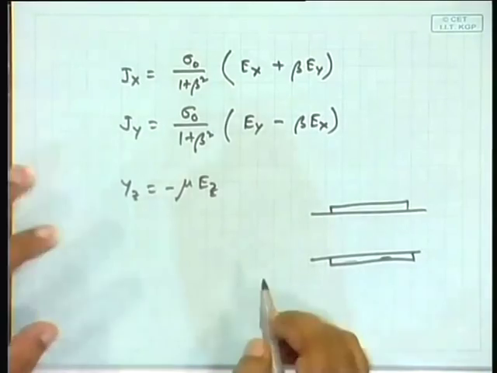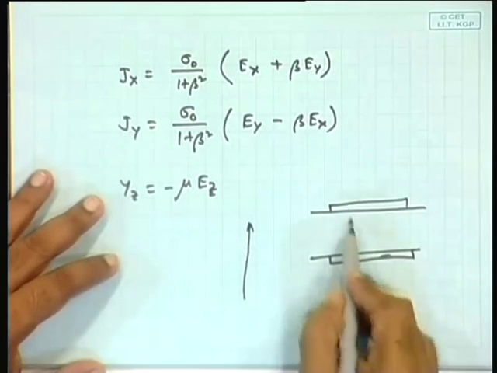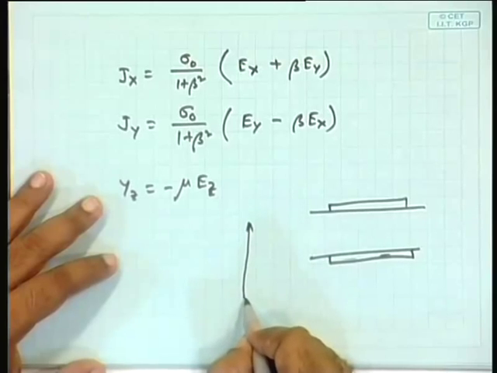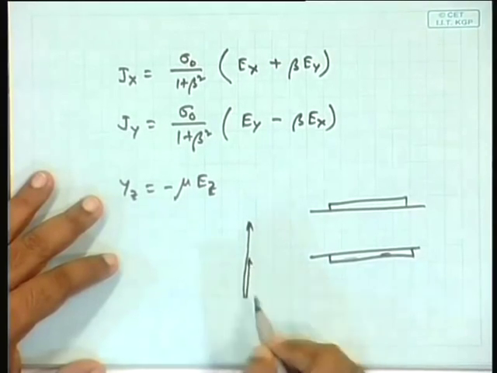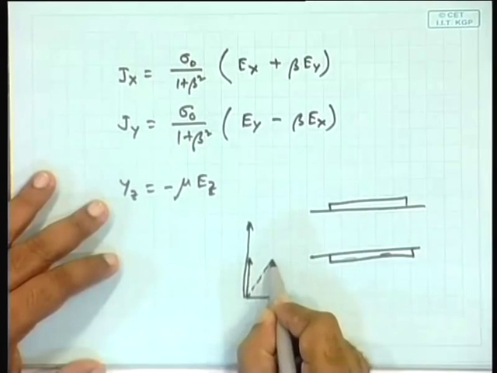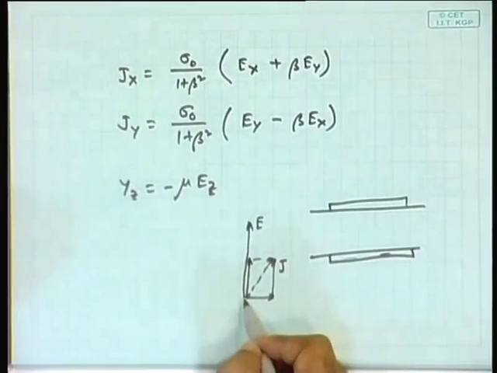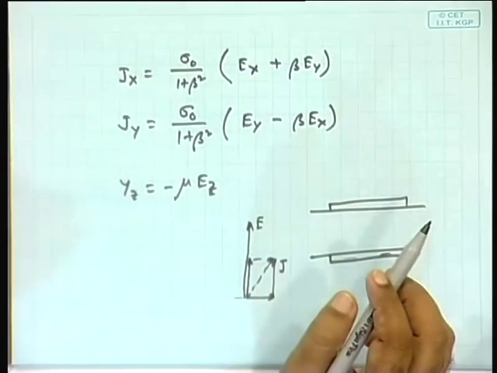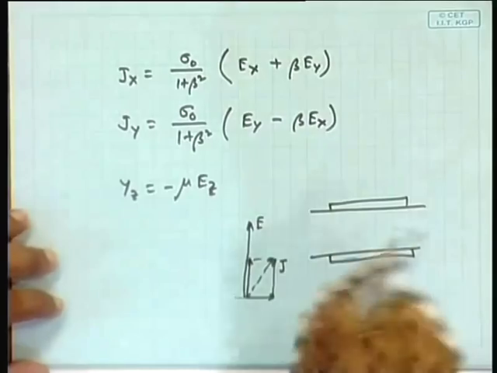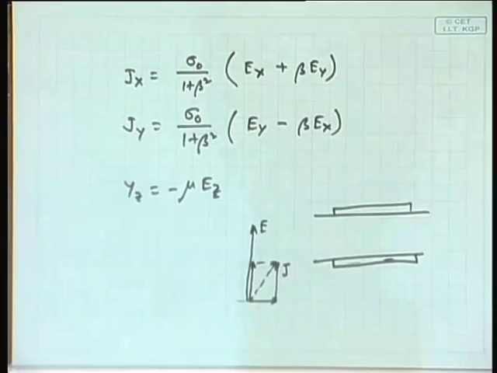So, you can now draw sort of a vector diagram. The E will be in this direction, here there will be a current in this direction, there will also be a current in this direction. So, the resultant current will be like this, here will be J, here will be E, they will be moved from each other. This way or that way, probably it will be the other side, we will see to that. But the point is that the voltage and the current will not be in the same direction.